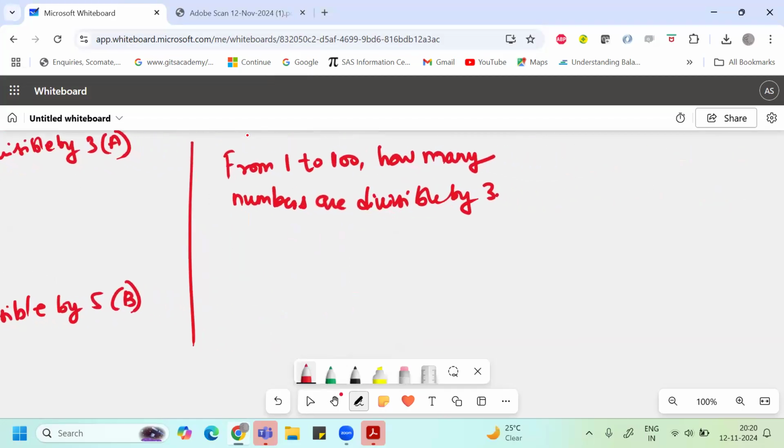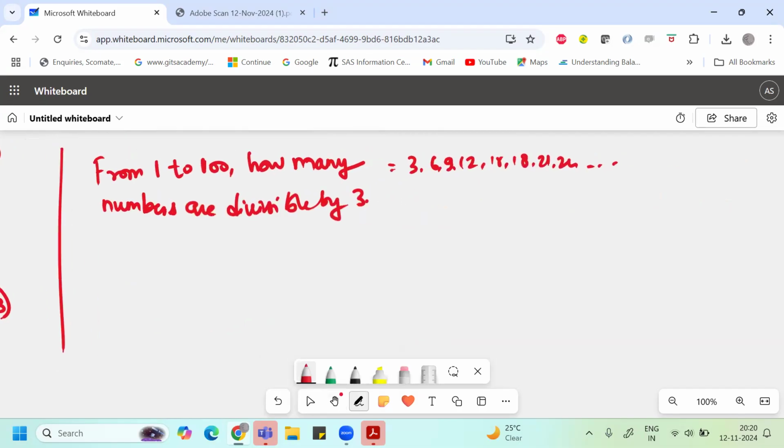Actually what you have to do is write the table of 3: 3, 6, 9, 12, 15, 18, 21, 24. Like this, if you write till 100, what is the last number you will get? 99. And 99 is 3 into 33. Are you getting me? What is the other way of doing it? Simple, guys: 100 divided by 3 gives you 33, with the last number 99. Clear, everyone? Any doubt? So the total number from 1 to 100 which is divisible by 3 is 33.